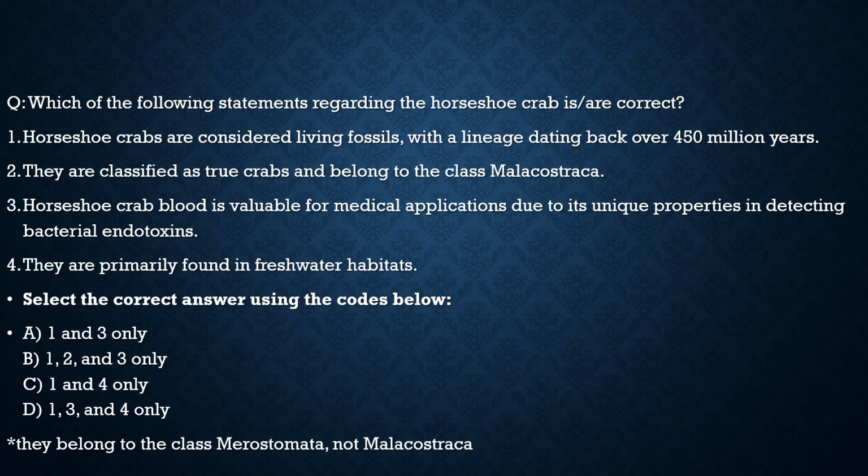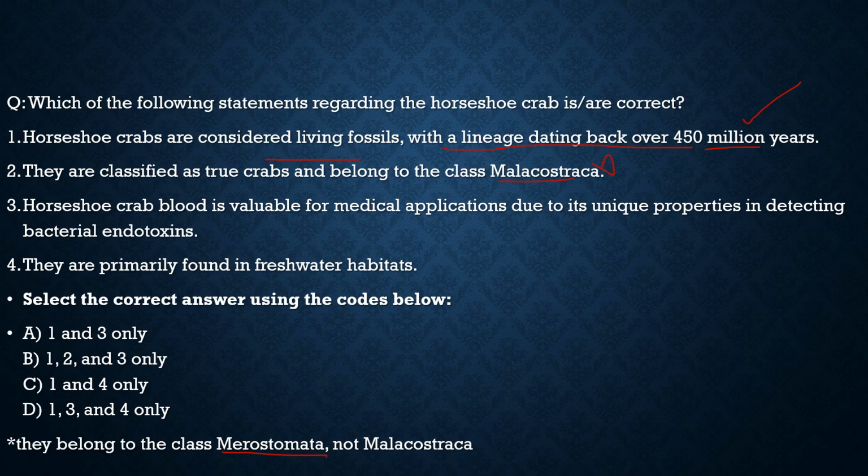Here it is about the horseshoe crab. It says, which of the following statements regarding the horseshoe crab are correct? First statement, horseshoe crabs are considered living fossils with a lineage dating back over 450 million years. 100% correct. Second, they are classified as true crabs and belong to the class Malacostraca. No, it is incorrect. They belong to the Merostomata.